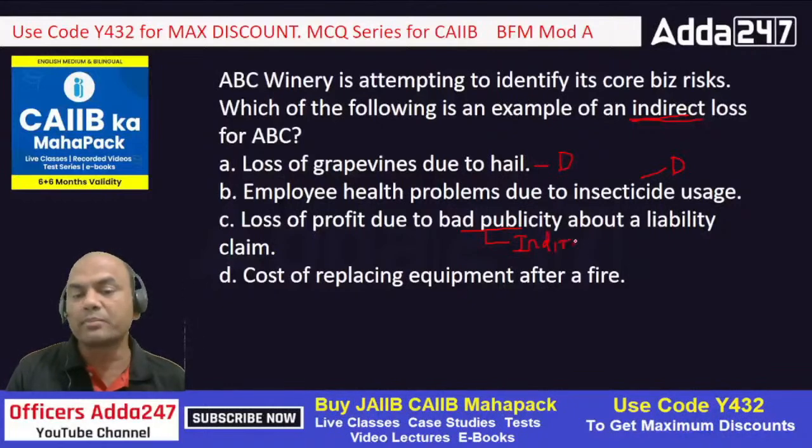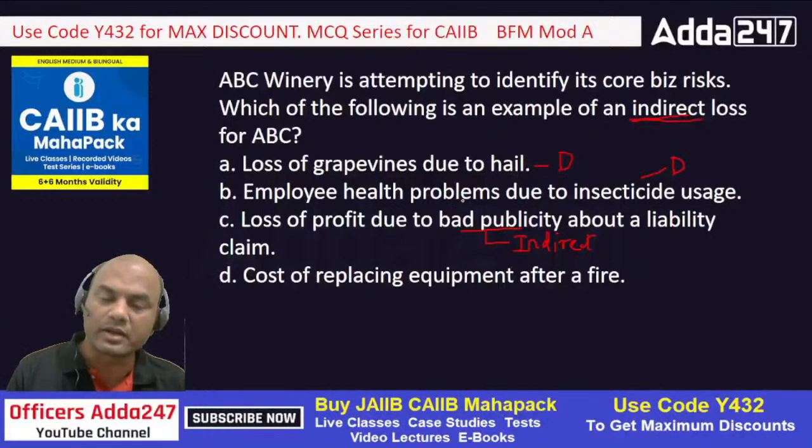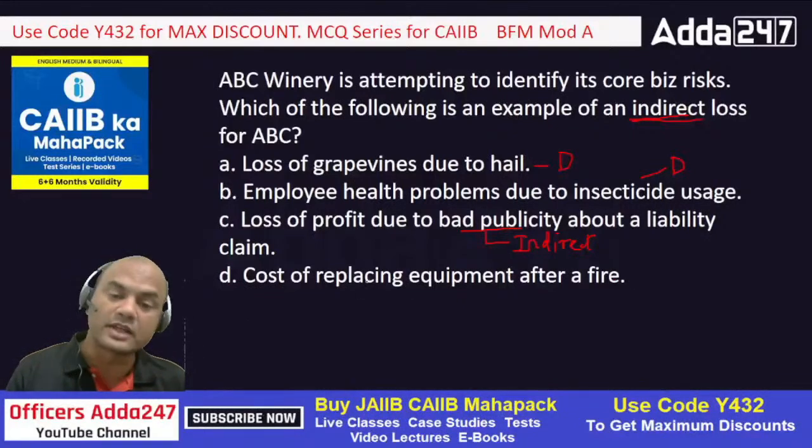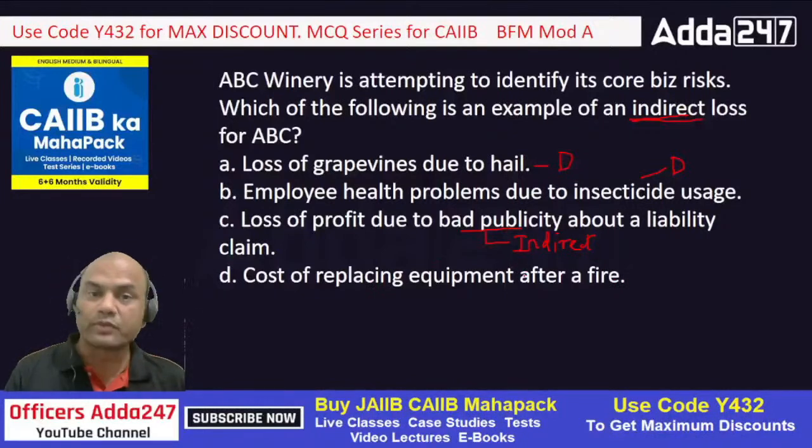Direct loss means what? My materials going out, wearing out, my employees getting in a problematic state. Then D, cost of replacing the equipment after the fire. Now this is also direct loss, means due to fire my equipment is lost. So in that case, what will I have to do? I'll have to replace it immediately.